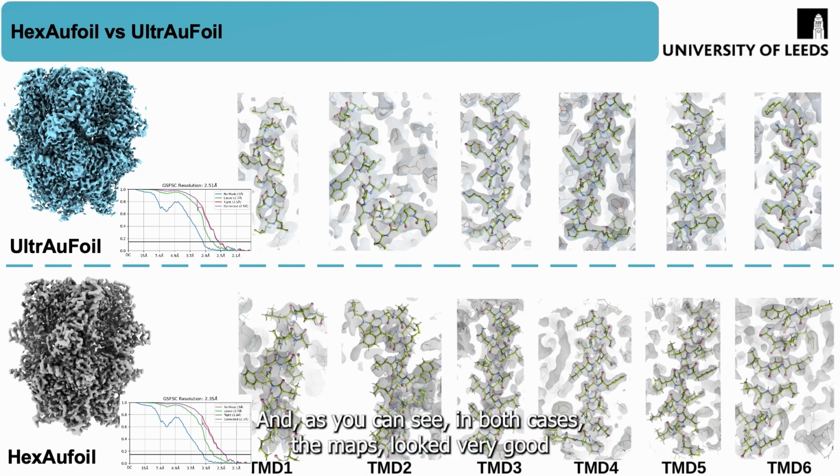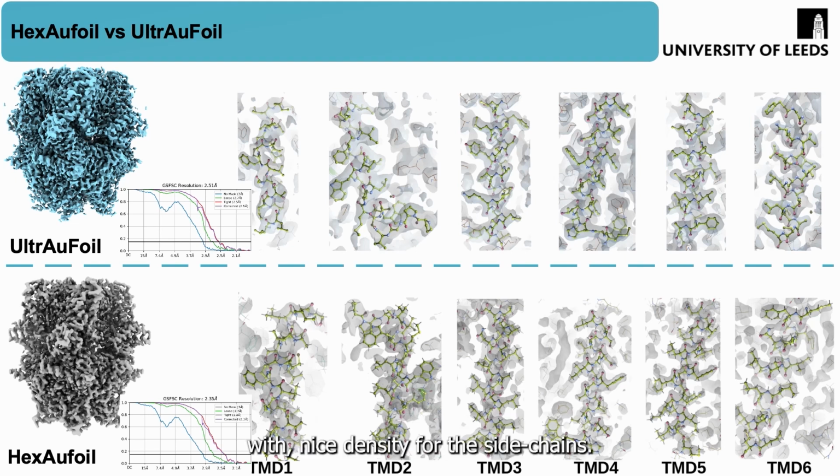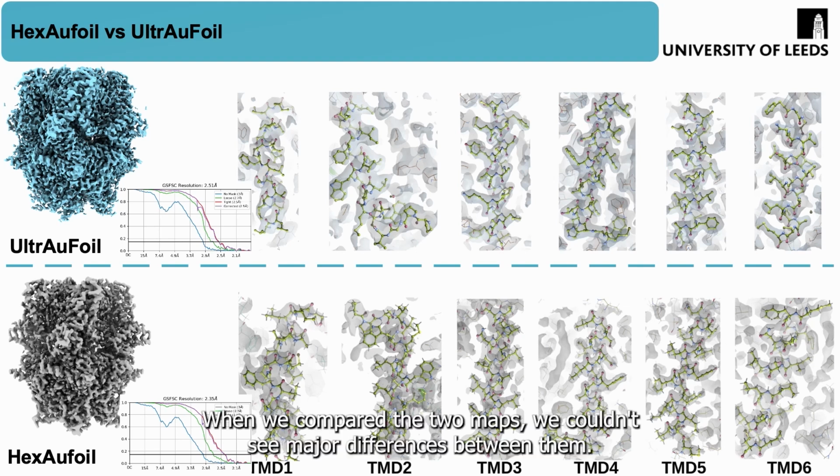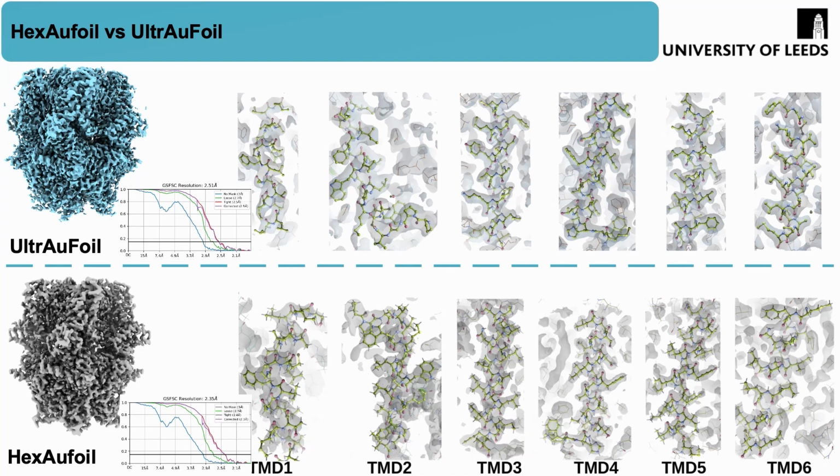Further, we compared the 2 maps obtained from the 2 datasets, and as you can see, in both cases the maps looked very good, with nice density for the side chains. You can see the high quality of the data by how well the transmembrane domain is solved. When we compared the two maps, we couldn't see major differences between them, but one thing stood out for the map from the HexAuFoil grid, which was less noisy than the other one.